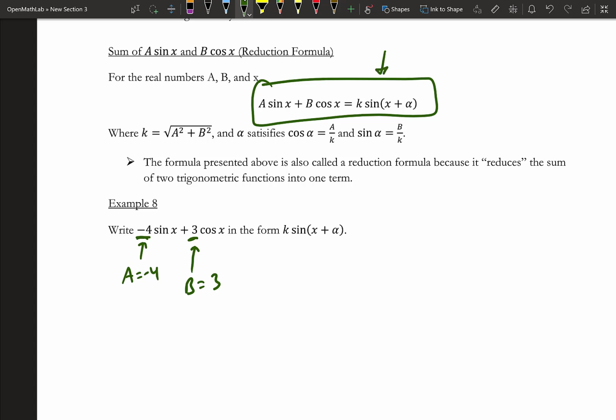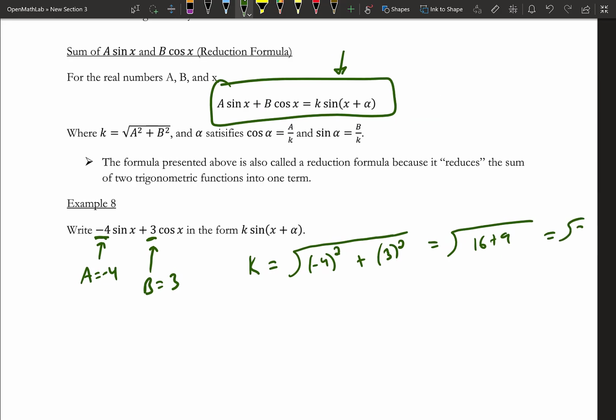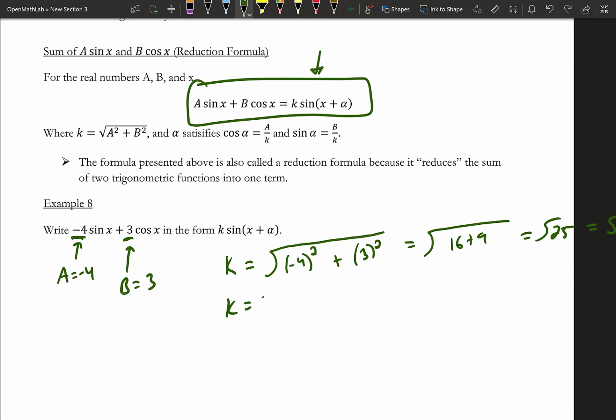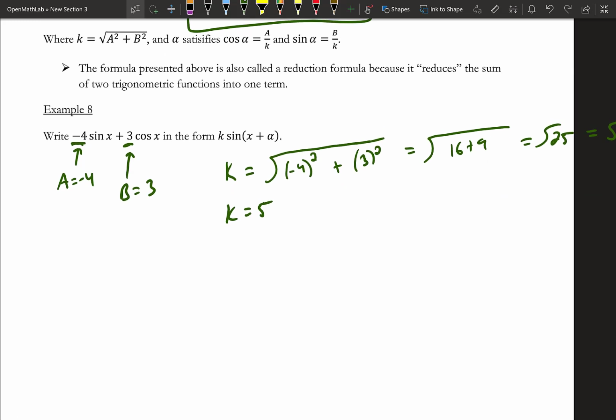Notice here on this side, I need to find K. So K is equal to the square root of a squared, which is -4 squared, plus b squared, which is 3 squared. So that's going to be equal to the square root of 16 plus 9, which is the square root of 25, which is 5. So K equals 5. Then the other piece I'm missing is alpha. We need to figure out what alpha is.